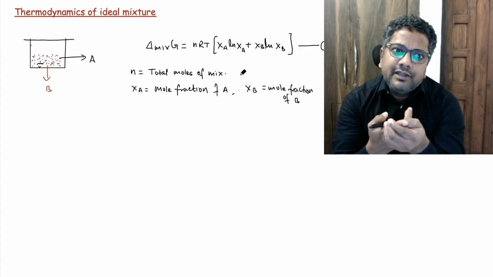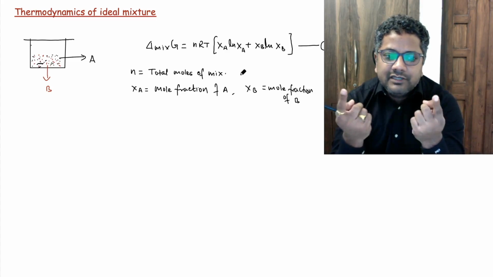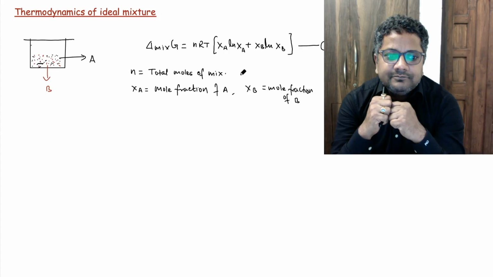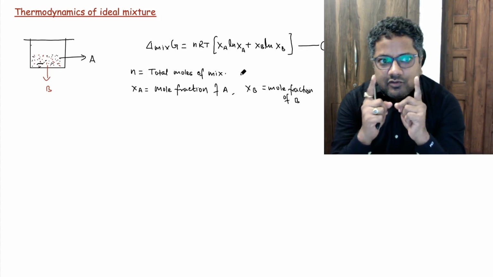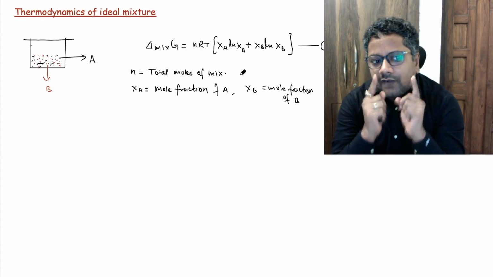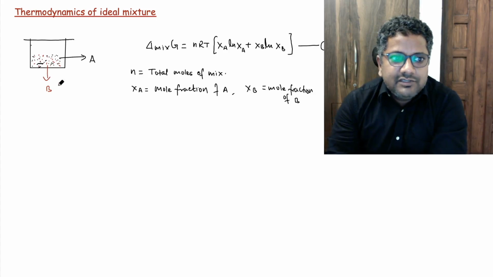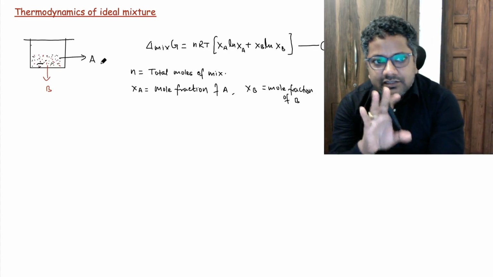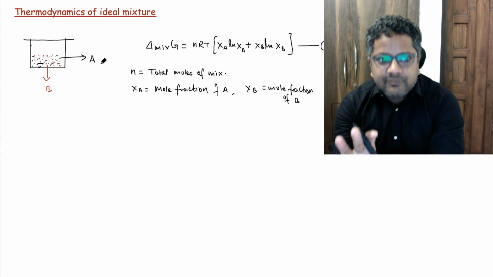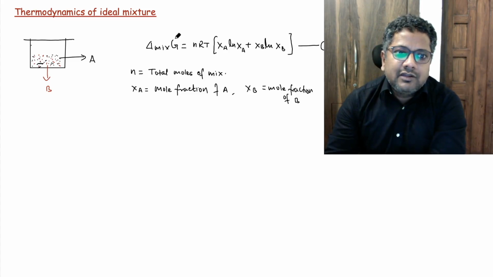So when you get this XA value as half, when you mix equal moles of A and B, the mole fraction is half. So if you take half mole fraction of A and half mole fraction of B, meaning equal moles of A and B, then as per this Gibbs energy equation, you will get the minimum value of delta G. And if you want, you can calculate the minima for this.